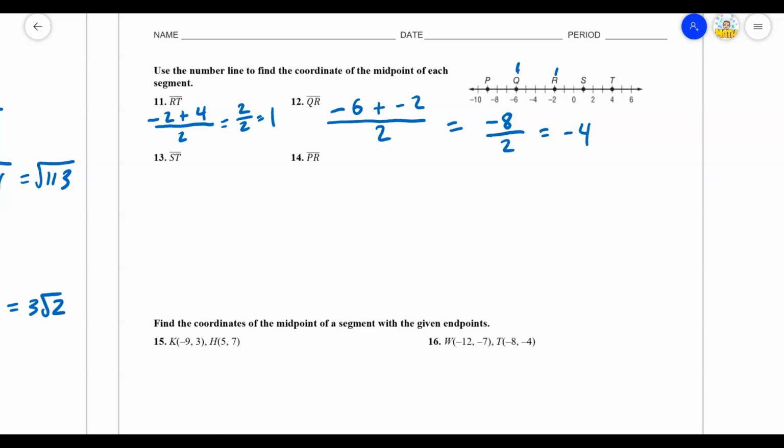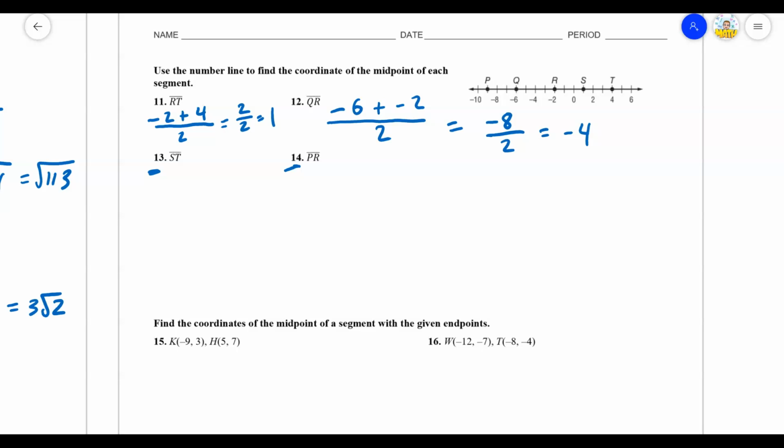And let's go ahead and take a look on our graph. Does that make sense? Here's where negative 4 is. Does it look like it lives right in the middle of Q and R? And indeed it does. The negative 4 looks like it's right in the middle of that. So you have the number line there in front of you to check your answers each time. Okay, so let's try number 13 and number 14, and we'll put our answers in the Edpuzzle.